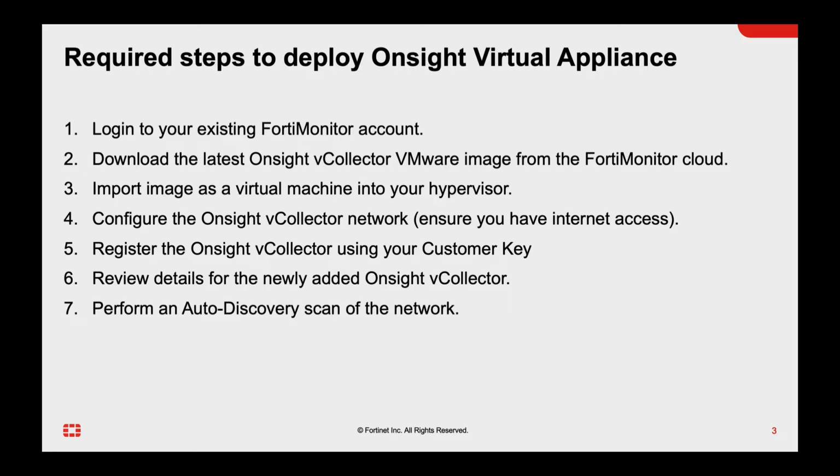These are the required steps to deploy the Onsight virtual appliance. Number 1, log into your existing FortiMonitor account. Number 2, download the latest Onsight vCollector VMware image from the FortiMonitor cloud. Number 3, import the image as a virtual machine into your hypervisor. Number 4, configure the Onsight vCollector network and ensure you have internet access. Number 5, register the Onsight vCollector using your customer key. Number 6, review details for the newly added Onsight vCollector. And number 7, perform an auto discovery scan of the network.